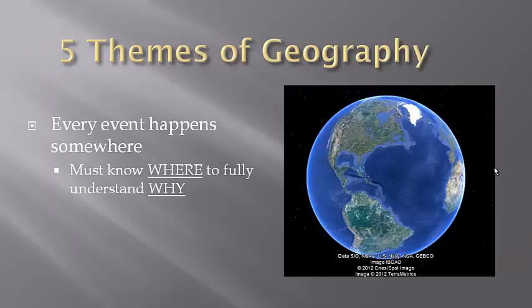As we look at the 5 themes of geography as it relates to history, every event happens somewhere. In order for us to truly understand why things happen, we also have to know where it happens. If we know where on the globe something happens, that is going to give us contextual clues about the people and how they live their lives in that area.